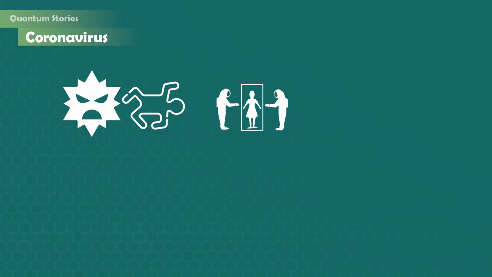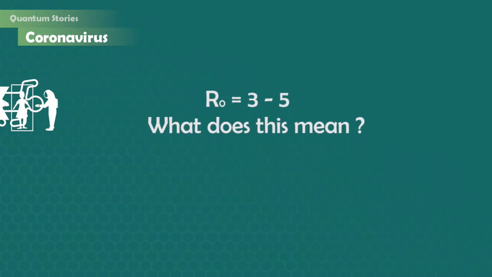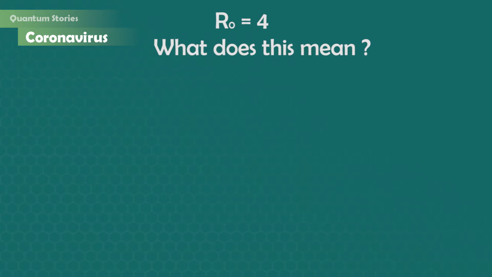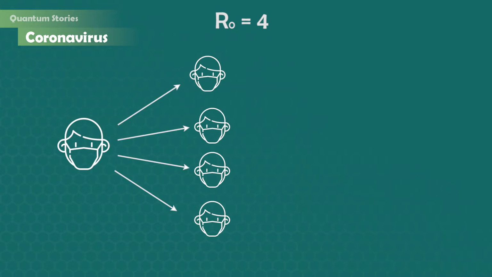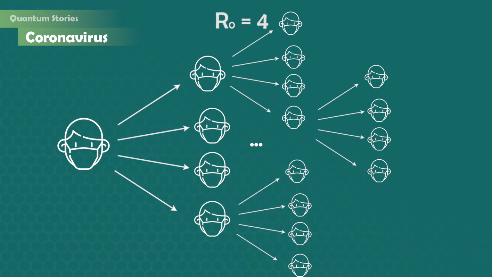The virus itself is spreading really fast. Researchers have estimated that the basic reproduction number lies between 3 and 5. But what does this mean? Well, let's say it's 4. This means that every infected person will infect 4 more people. In comparison, the flu has a reproduction number of 2 to 3. So the novel coronavirus is really contagious.